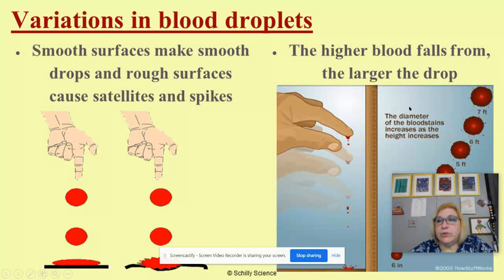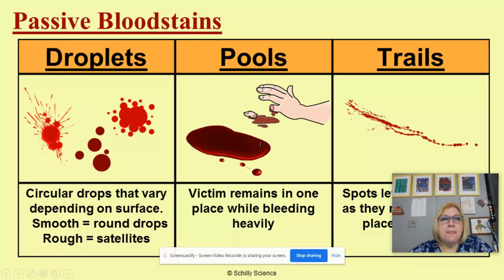And now this is interesting too. As you go up in height, the diameter of the blood stain gets bigger and bigger and bigger because there's more force behind it when it falls. Some other things we're going to be looking at, depending on the surface that you drop it, you may have different textures to the blood drop. Like it's going to be different if it drops on the desk, which is smooth, or if it falls on cardboard, for instance. A blood pool, that means the person has remained in one place for a little while.